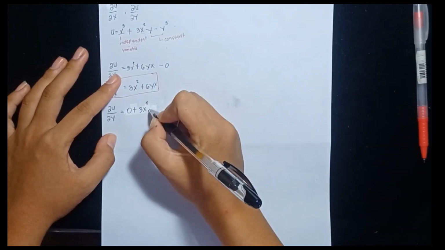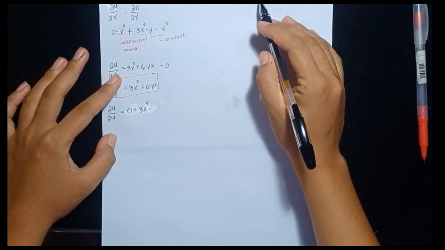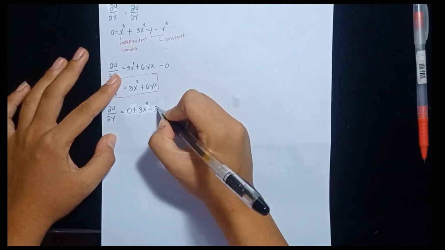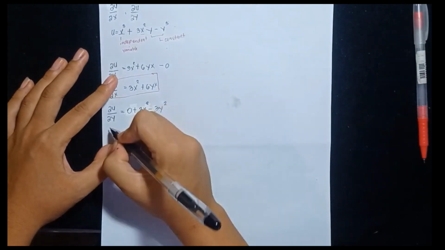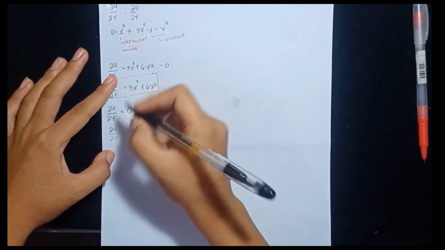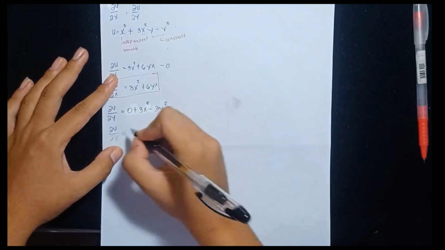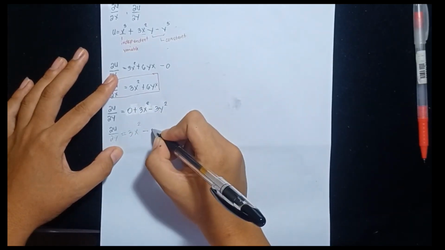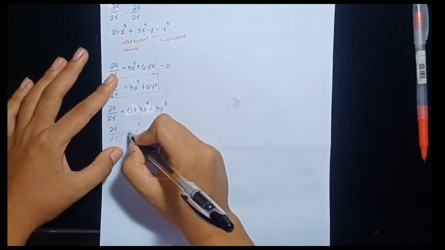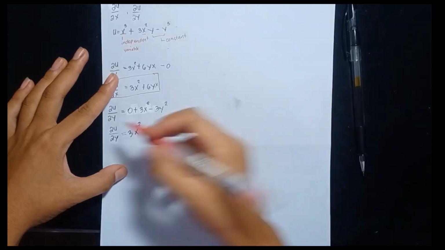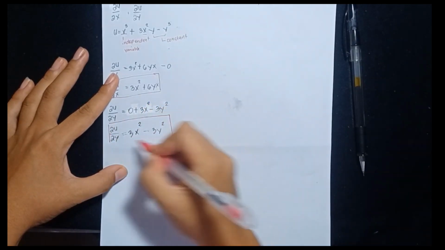3x squared minus the derivative of y cubed. As you can see, the y is the independent variable, so we can differentiate this as 3y squared. So the final answer of this partial derivative of u with respect to y would be 3x squared minus 3y squared. So this is our final answer.